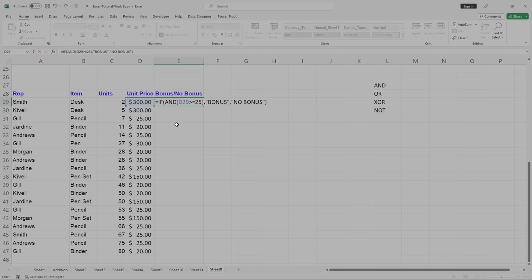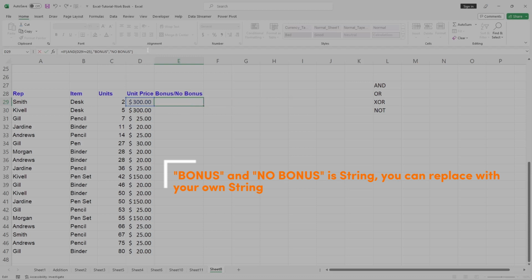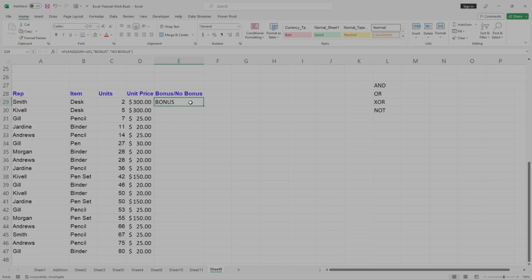if the criteria is met of selling $25 or more than $25, then those representatives will get the bonus. Let us enter and check who is getting the bonus. Since $300 is more than $25, Smith will be getting the bonus.